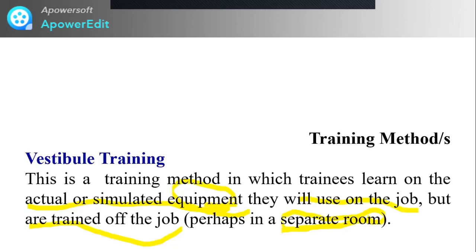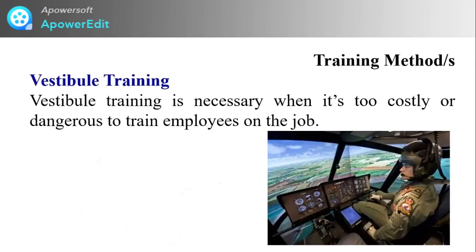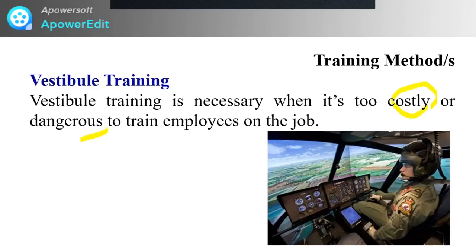In this training method, we arrange a separate section, room, or place, installing the actual or equal equipment. Then we train the workers within that separate room. This is the off-the-job training method. Vestibule training is necessary when it is costly or dangerous to train an employee on the job.